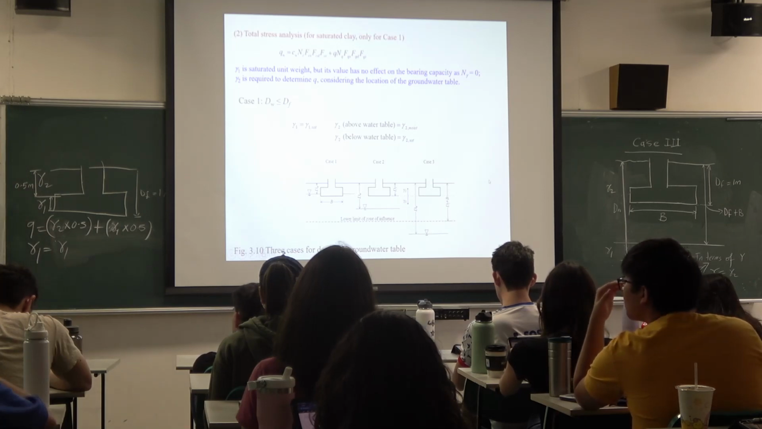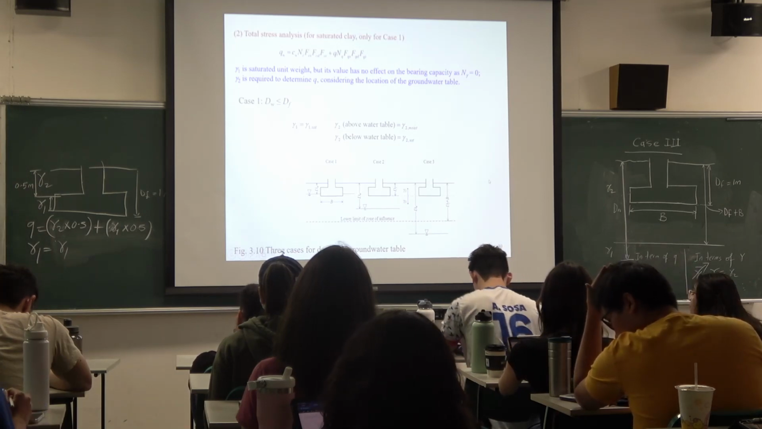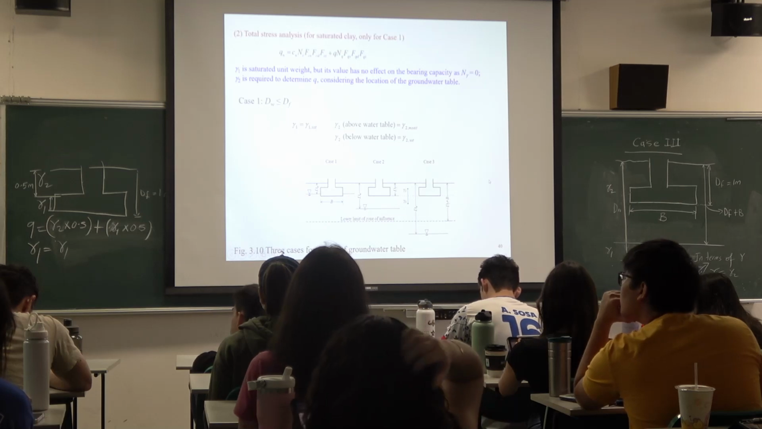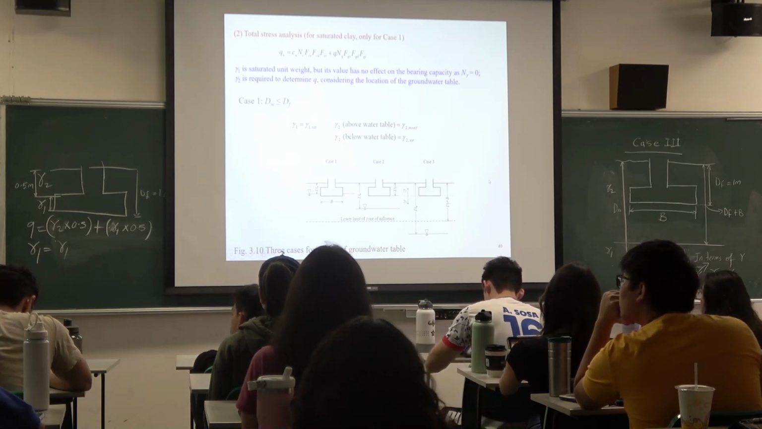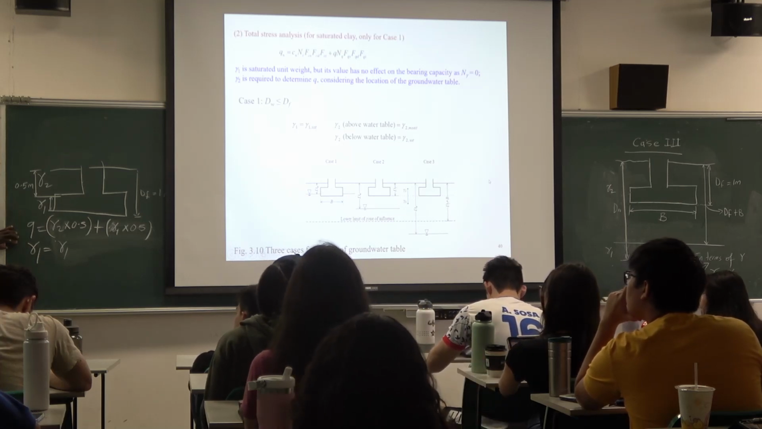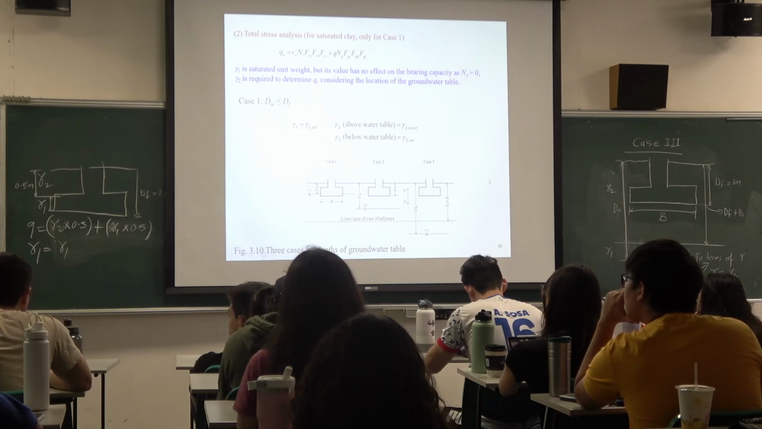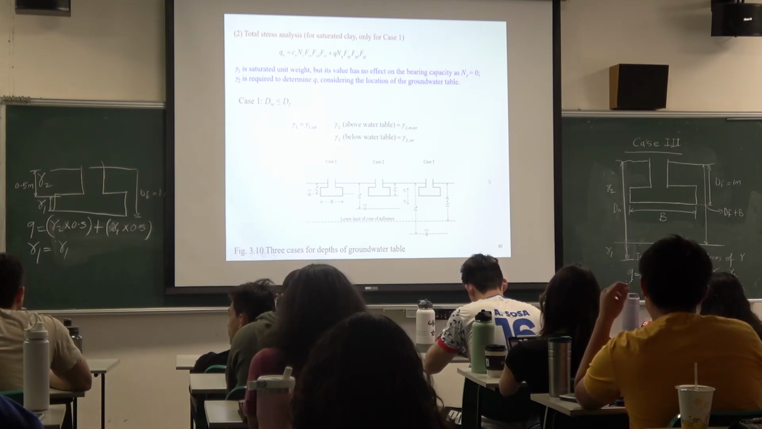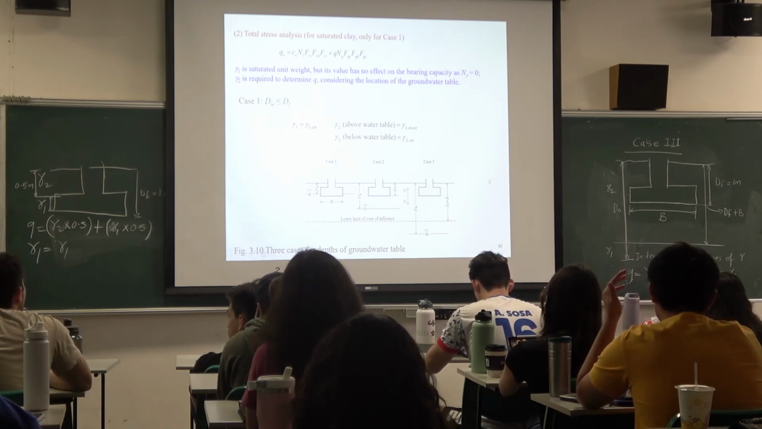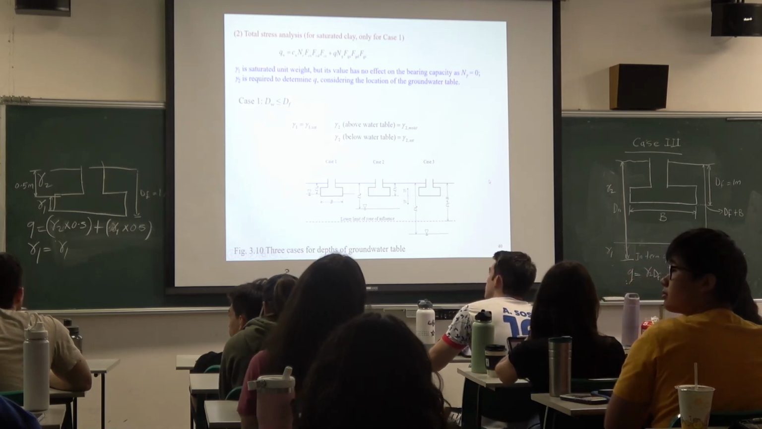Okay? It's only minus gamma W when we are doing the effective stress analysis. That means we don't consider the effect of the water. But for the total stress analysis, you directly use the gamma values. You don't need to subtract anything. Okay, so the only difference here is that the equation becomes simpler because the m gamma is 0.